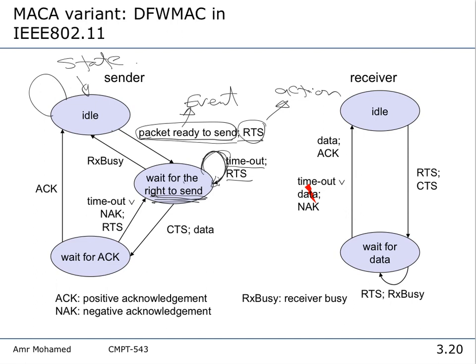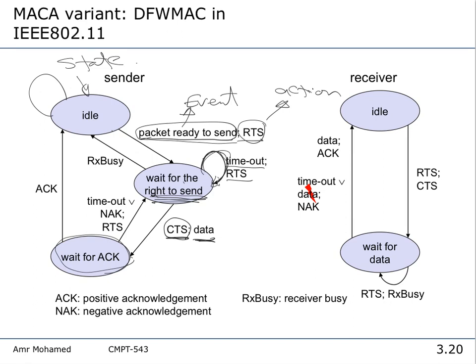Okay? If you are waiting for CTS and then you have an event, which is that you have received a CTS, then everything is good and you can send data. When you send data, you move to another state, which is now I'm waiting for an acknowledgement. If I'm waiting for acknowledgement and I receive CTS, then I ignore it. If I receive anything else, I ignore it.